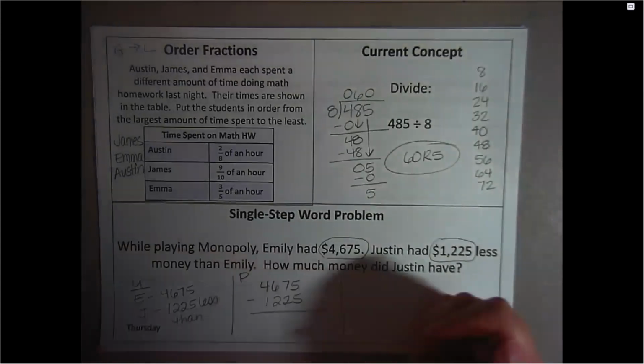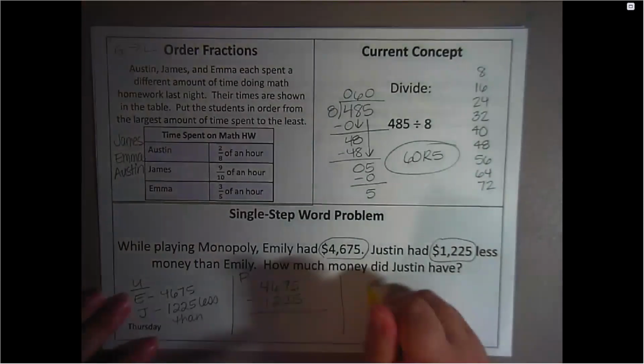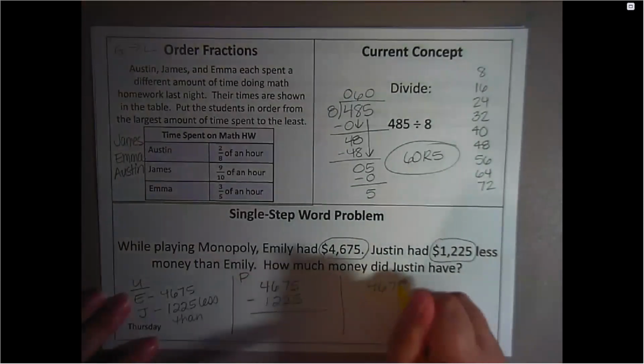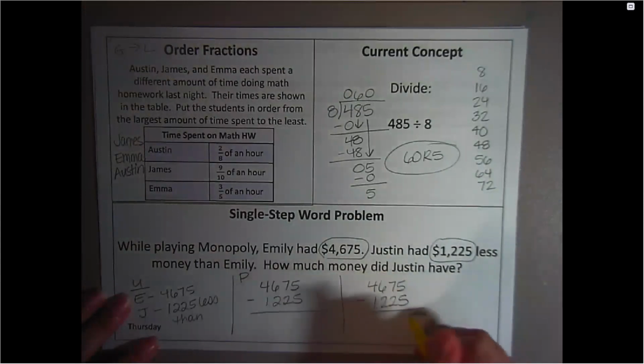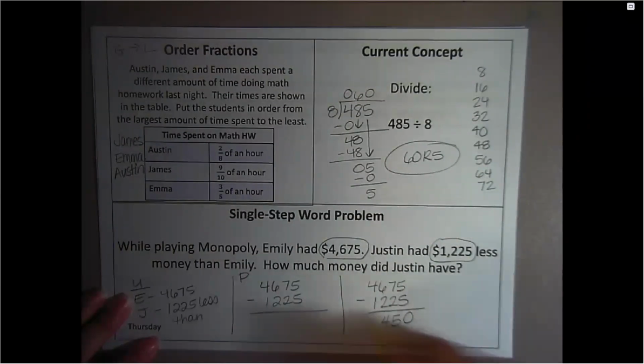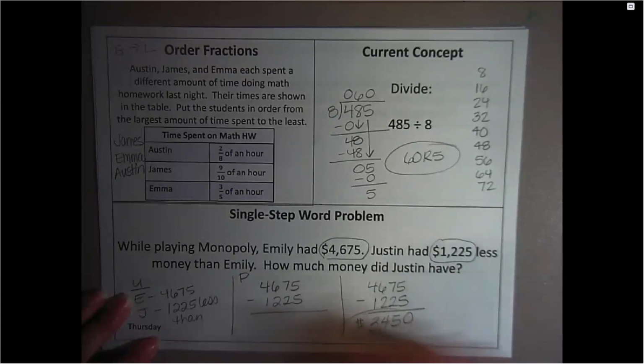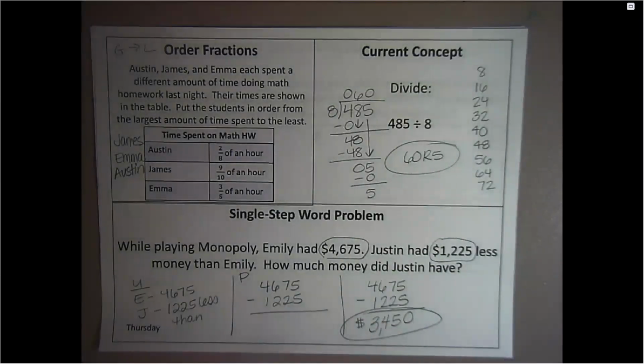So when I solve it, $4,675 minus $1,225, I subtract. 5 minus 5 is 0, 7 minus 2 is 5, 6 minus 2 is 4, and 4 minus 1 is 3. So Justin had $3,450.